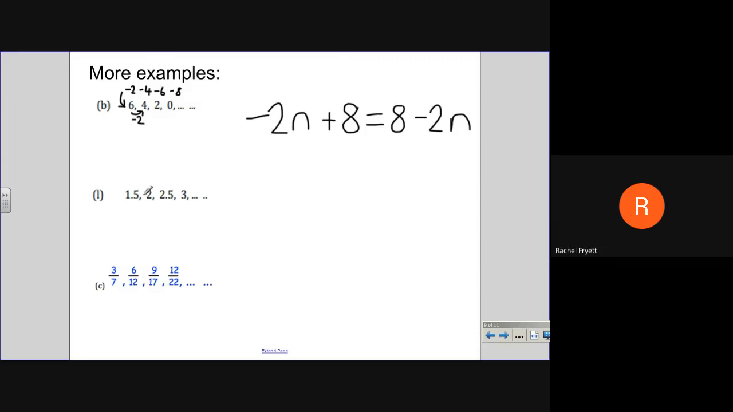Okay, let's do another one. So here I'm going up 0.5 each time, and we still want to check, even though I'm not going to write it. 0.5, add 0.5. So I'm going to start with 0.5n. And I'm going to write my 0.5 times table above.